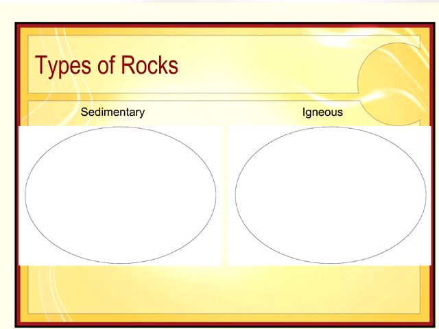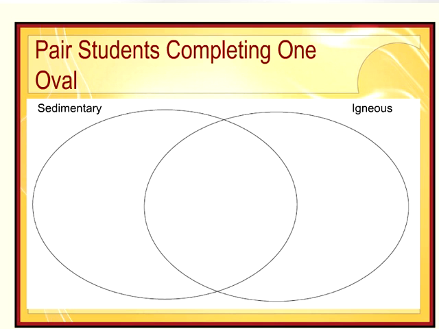You could have different students doing igneous from those doing sedimentary, and then perhaps working together to figure out what they have in common, or you could have individual students doing it. But as always, the key is to pre-assess and know that whatever they're doing is appropriately challenging for them. You may have two students who are doing individual ones, and then you're going to pair those students so that the ones who were doing one oval are now doing two.